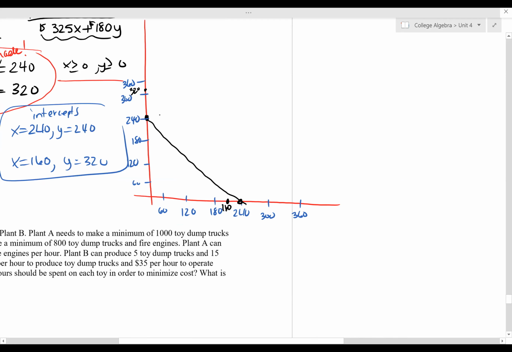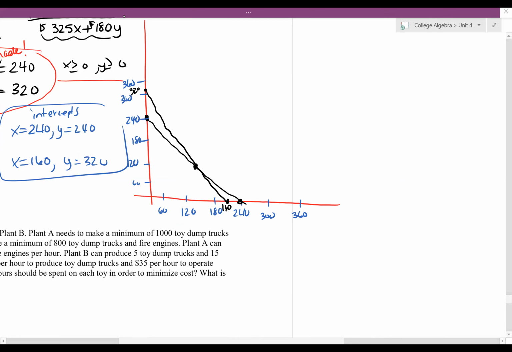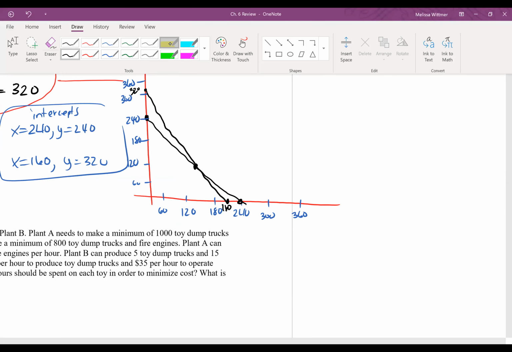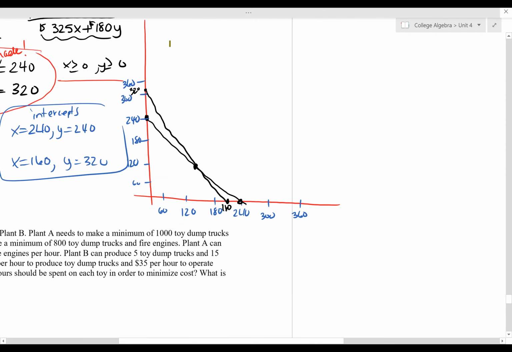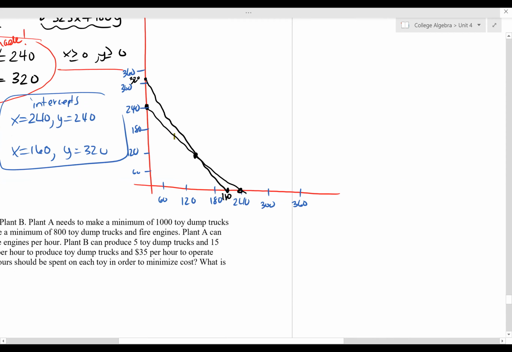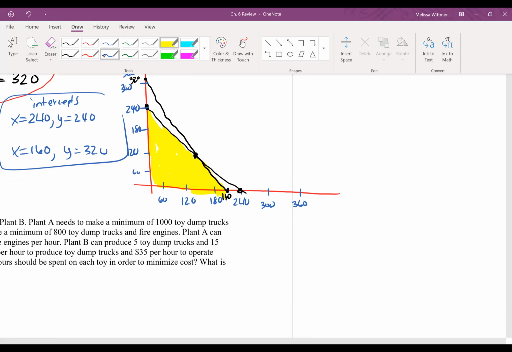Do my best to connect those. So we can see a point here. And then shading is really important. Both of these inequalities were less than the lines, and so that's shading below each line. So we end up going underneath each inequality, and it pushes the shading to this objective region here. So it's like this quadrilateral shape.